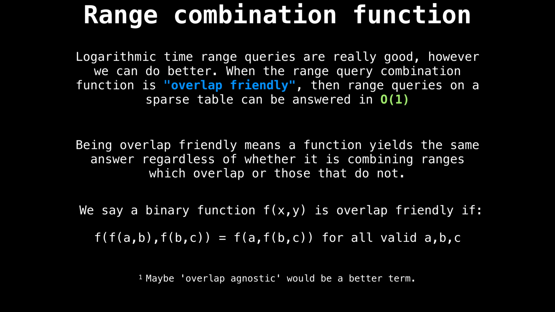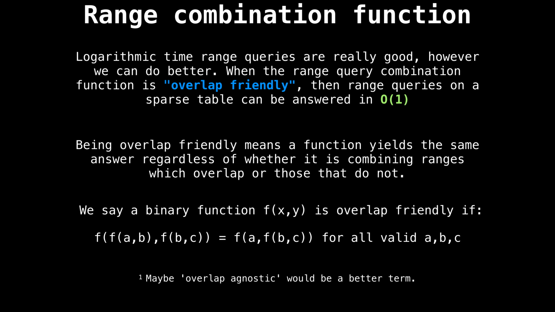Now, even though logarithmic time range queries are really good, we can actually do even better. When the range query combination function is what I call overlap friendly, then range queries can be answered in constant time, which is just truly amazing. By overlap friendly, I mean that the function yields the same result whether you're combining ranges which overlap or those that do not. We can also define the concept of an overlap friendly function in a more rigorous way.